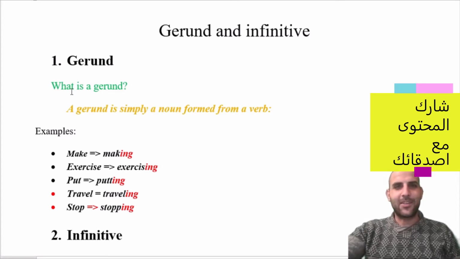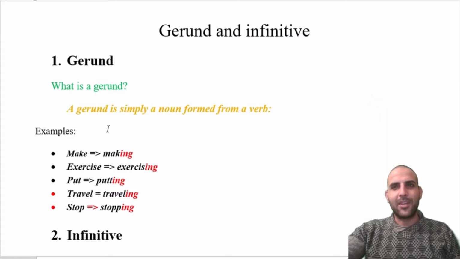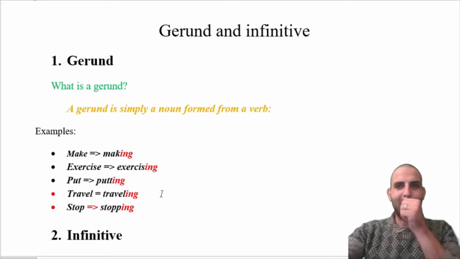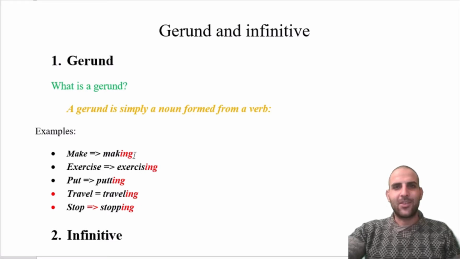What is a gerund? A gerund is simply a noun formed from a verb. As an example, make becomes making, exercise, exercising, put, putting, travel, traveling, stop, stopping. Good. So this is a gerund. We put an ing. So a gerund is a verb plus ing.